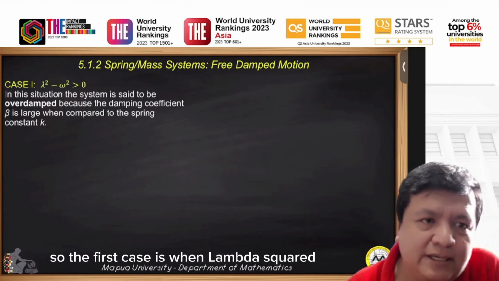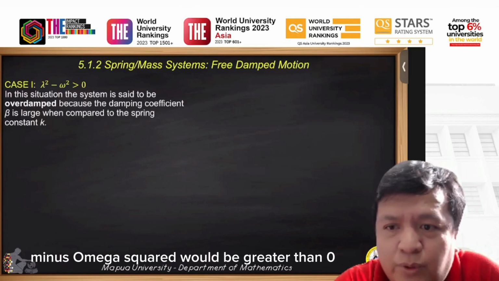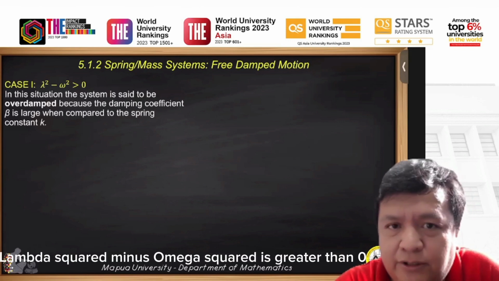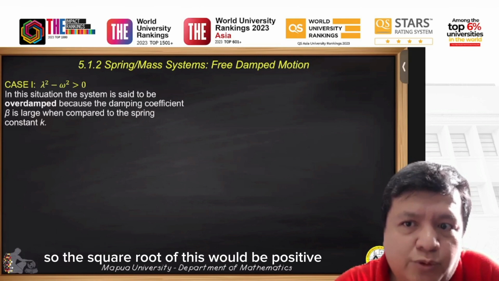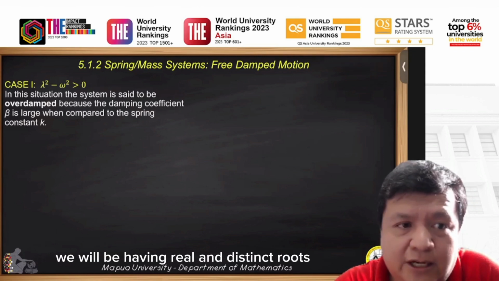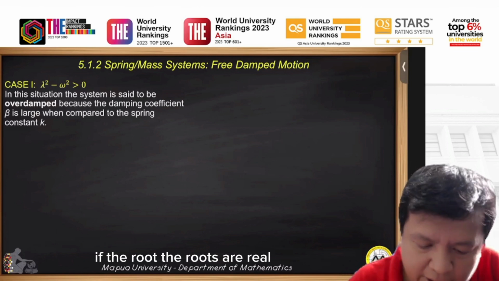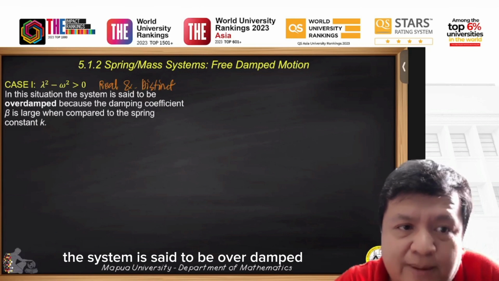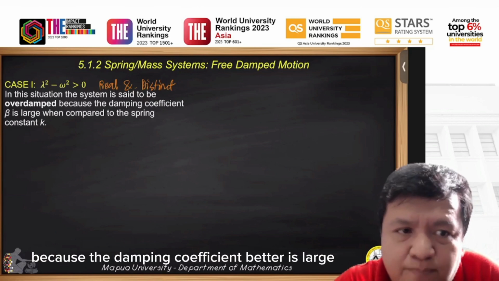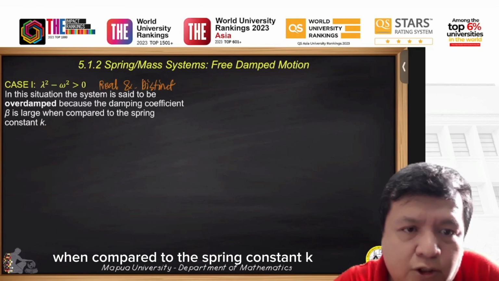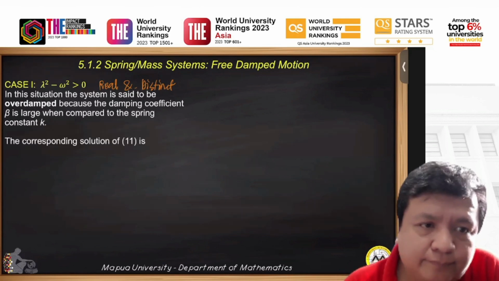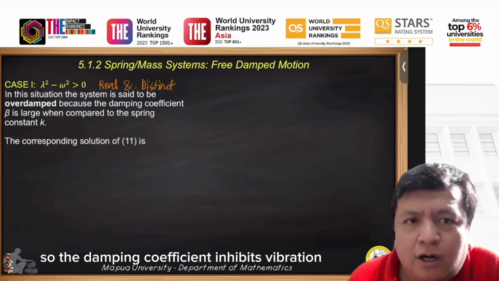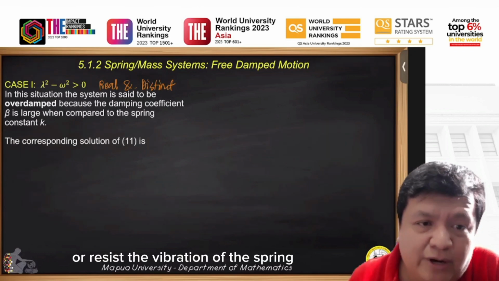The first case is when lambda squared minus omega squared is greater than 0. Then the square root of this would be positive, and we will be having real and distinct roots. If the roots are real and distinct, the system is said to be overdamped because the damping coefficient beta is large when compared to the spring constant k. So the damping coefficient inhibits or resists the vibration of the spring.